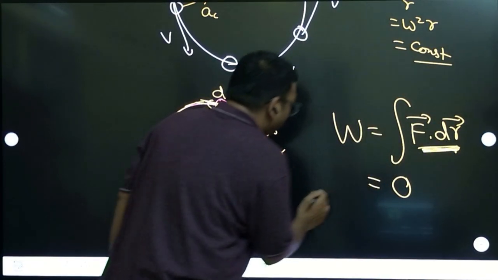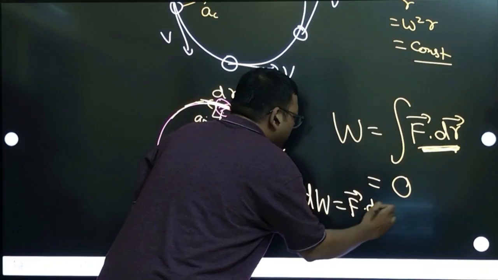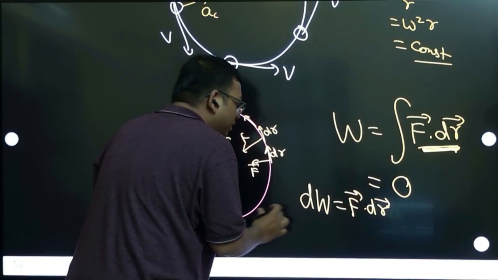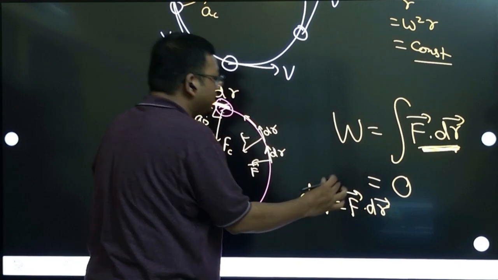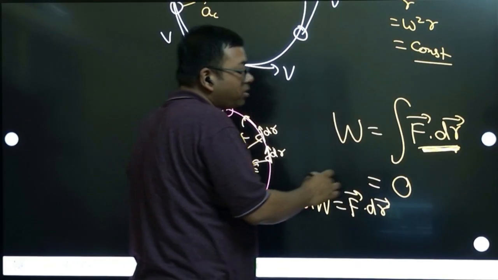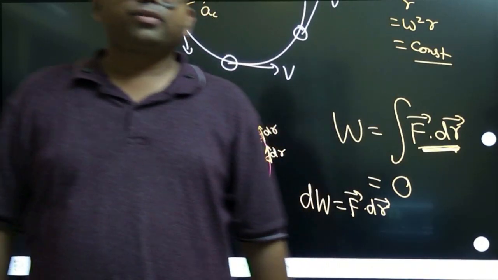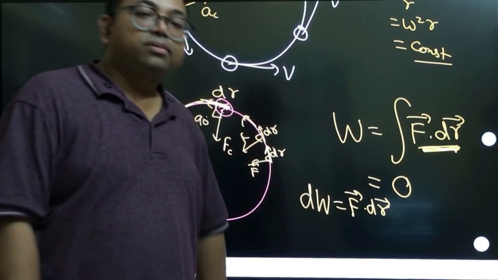Actually it is a small work, which is f dot dr. And then you integrate, meaning you want to calculate the sum of all these, but all these dot products are 0. So the sum of 0 plus 0 plus 0 plus 0 is always 0, right? That's what it is. Okay.